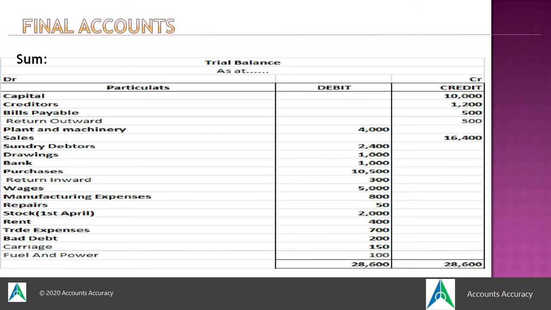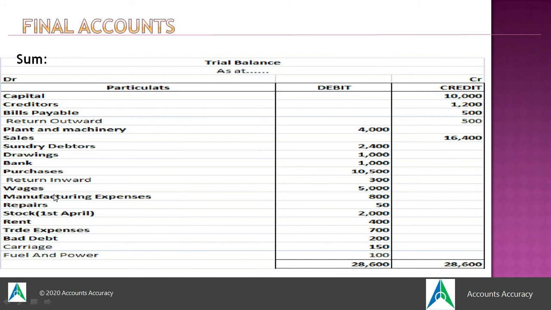Then we have return inward. Return inward is the value of inward. Inward tells us that something is entering into the company. So whatever was sold has been returned by the customer back, if they didn't require it or found it damaged. As it's entering inside the company, you need to deduct it from the sales. It will get deducted from sales.